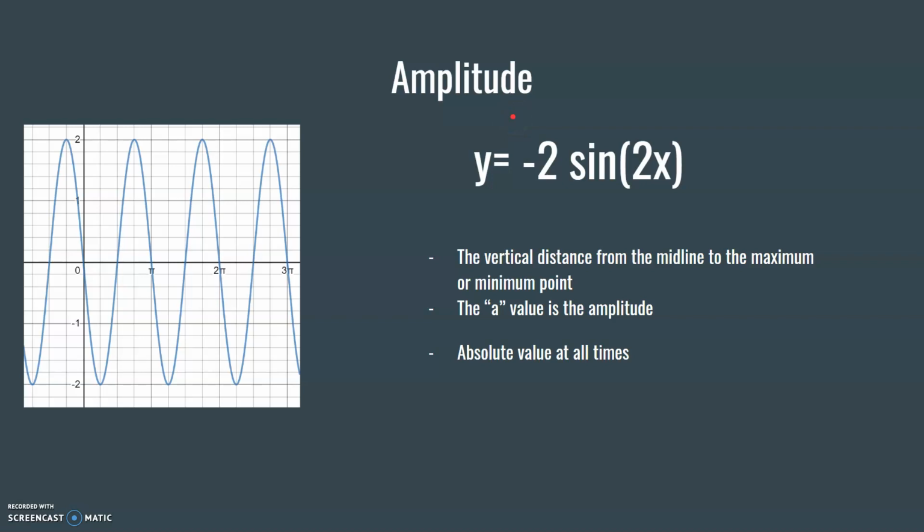So first things first, the amplitude. The amplitude is the vertical distance from the midline to the maximum or minimum point. Looking at the graph, from the midline to the maximum is 2 units, and from the midline to the minimum is also 2 units. So the amplitude should be 2.